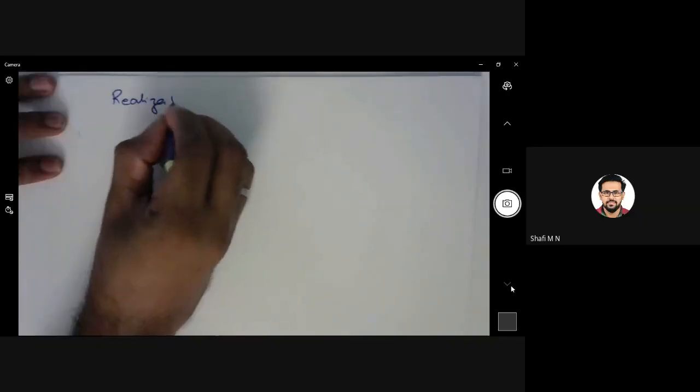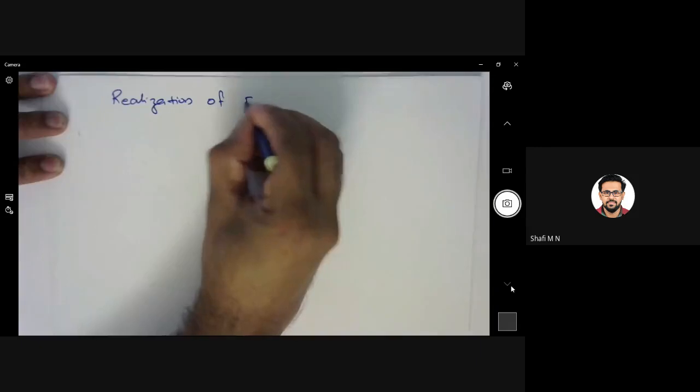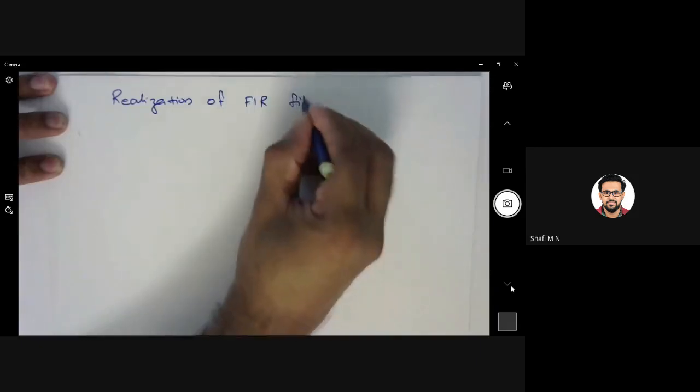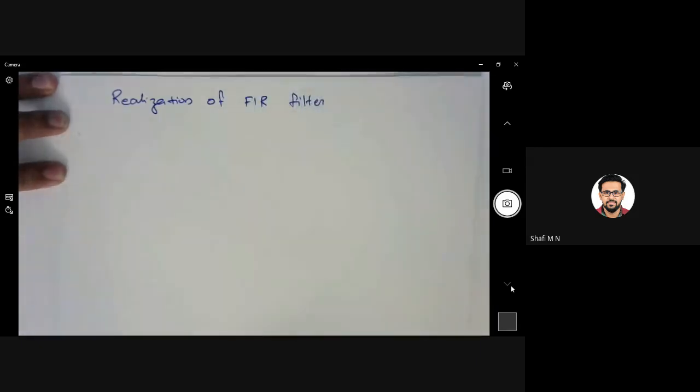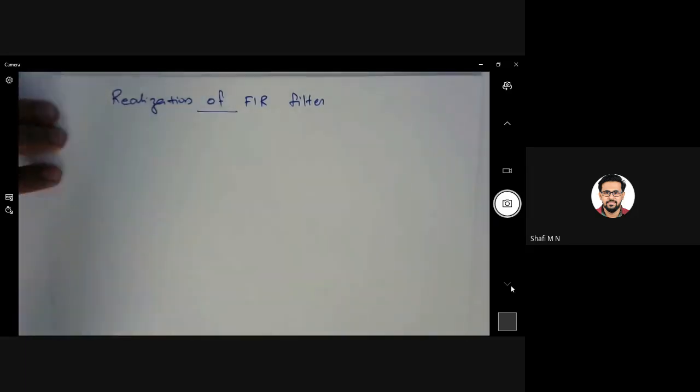Realization of FIR filter. Okay, so we have 2-3 methods to discuss over here.